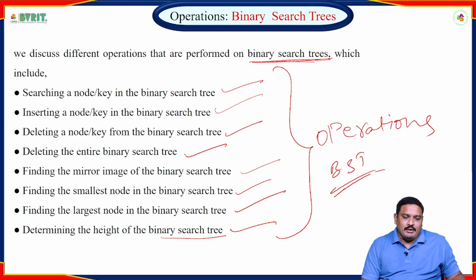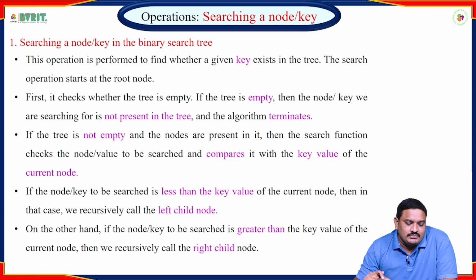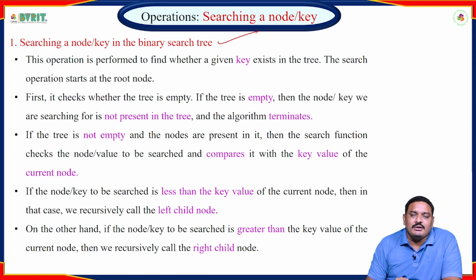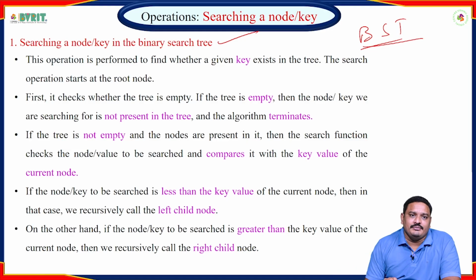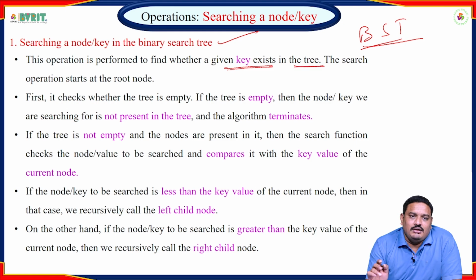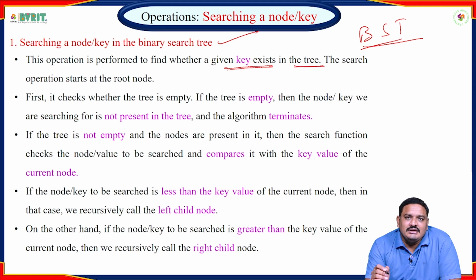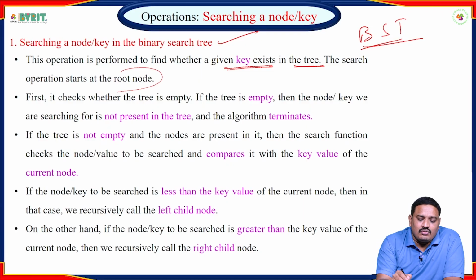Let us see the operations one by one. The first operation is searching for a node or key in the binary search tree. This operation is performed to find whether the given key exists in the tree, whether the given key is present in the tree or not. The search operation starts with the root node.